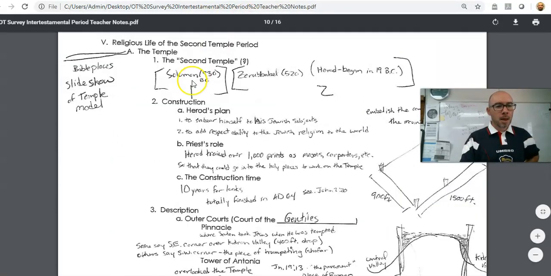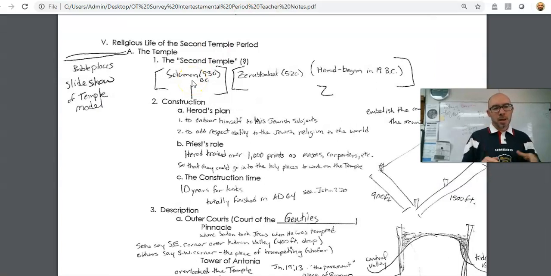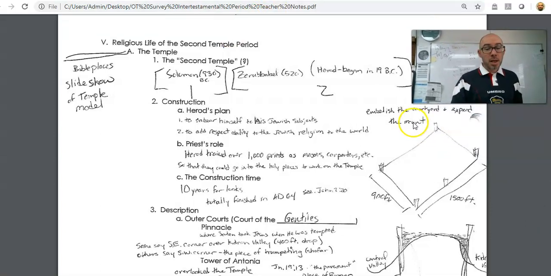Okay, so this is technically the second temple, right? Because Solomon's temple was first. It was destroyed there in 586, and then Zerubbabel rebuilt kind of a small version, and then Herod, beginning in 19 BC, begins to expand that whole complex. And he poured a lot of money into it. So let's look at his construction plan here.